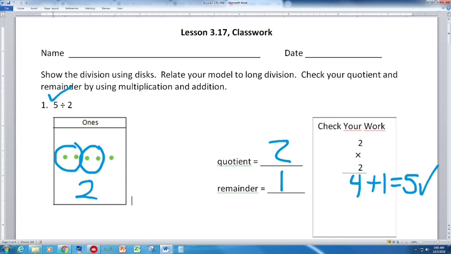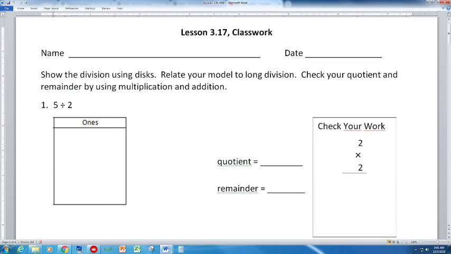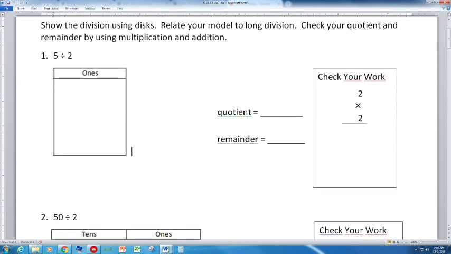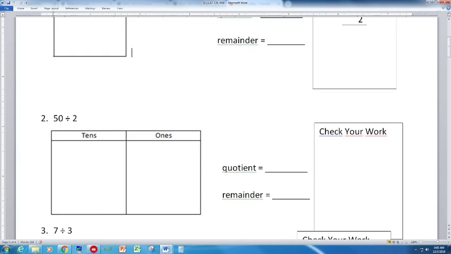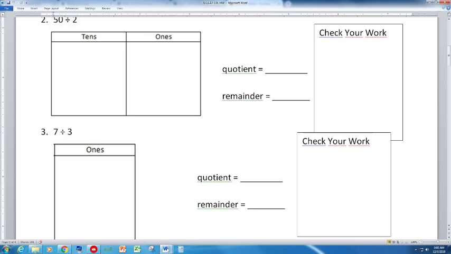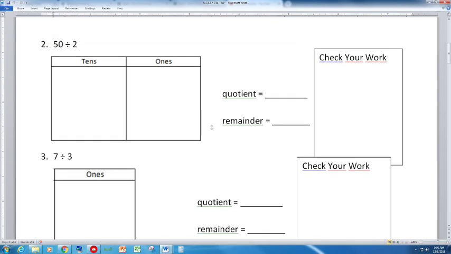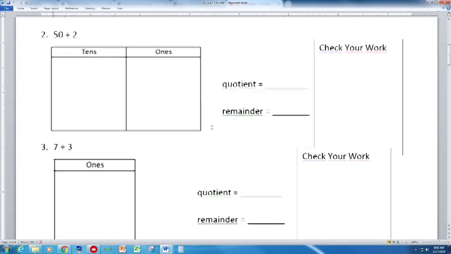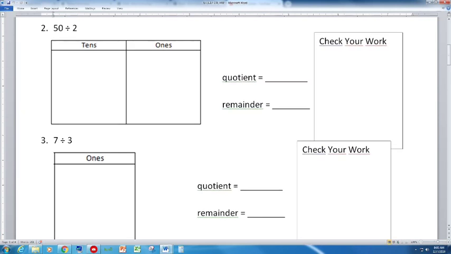So our first number tells us how many dots we put in our place value chart. The second number tells us how many dots are in each group. And then we create our circles. The amount of circles tells us our quotient, and then how many dots are left over after our circles is our remainder. So let's take a look at number 2.